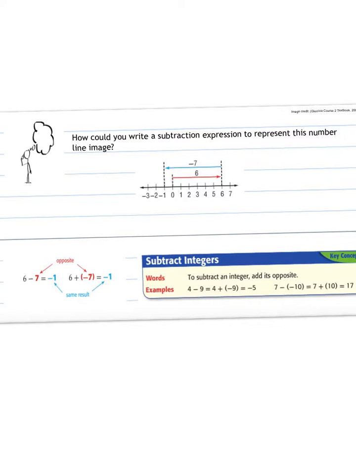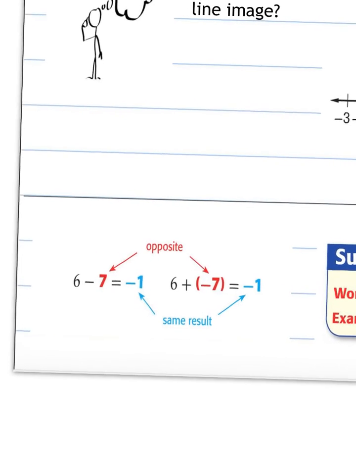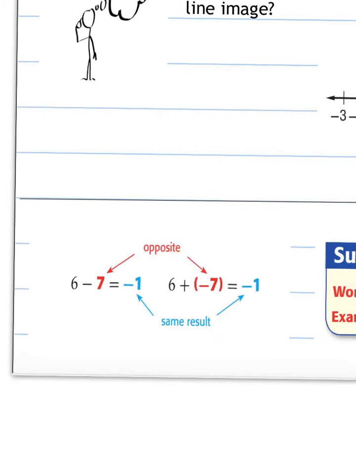Then you could also write it, let me zoom in here. So 6 minus 7 equals negative 1. But you could also write it as an addition problem, where you take the 7 and make it an opposite. So the opposite of a positive 7 is a negative 7. So 6 minus 7 turns into 6 plus a negative 7, which is then negative 1.